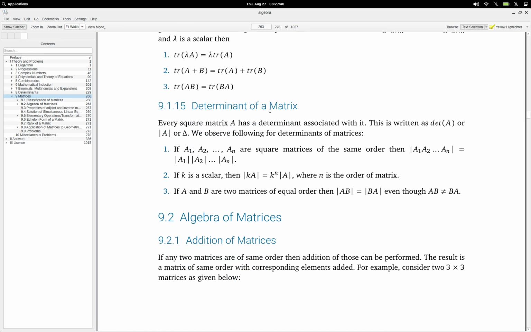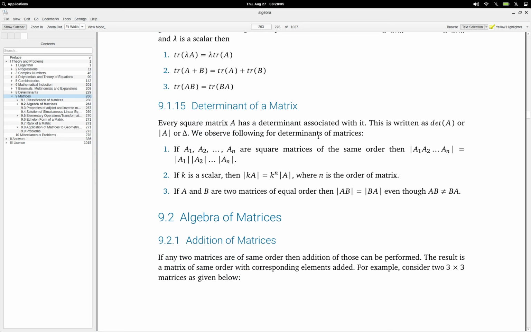Now we look at the determinant of a matrix. Every square matrix A has a determinant associated with it. This is written as det A or A within pipes. On the keyboard, these are called pipes.